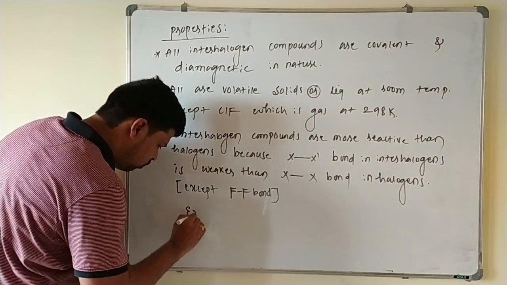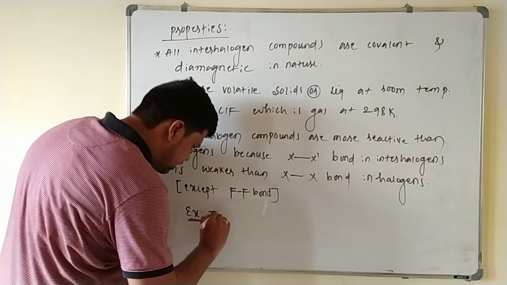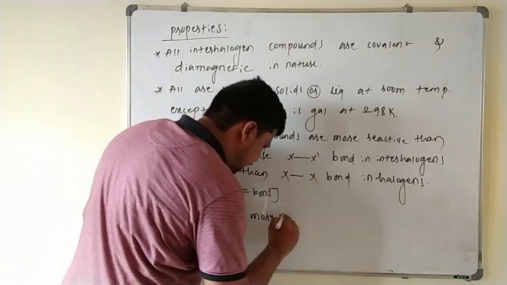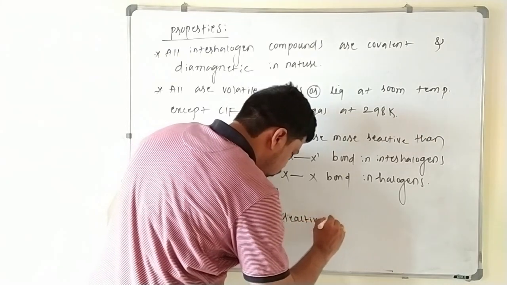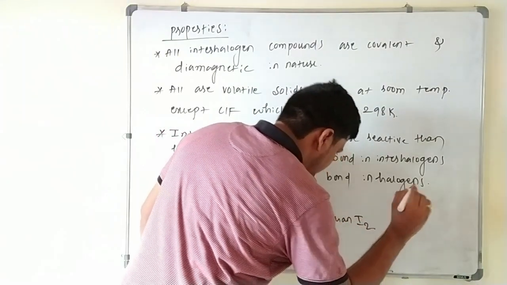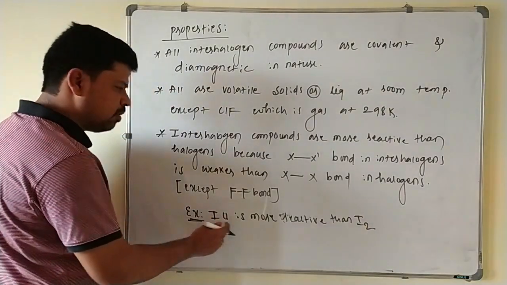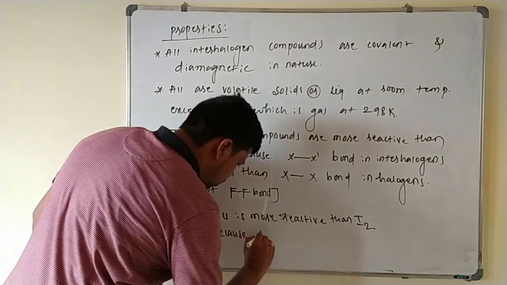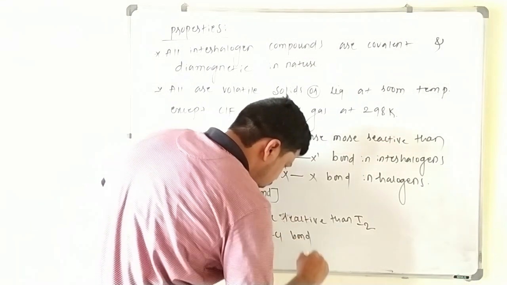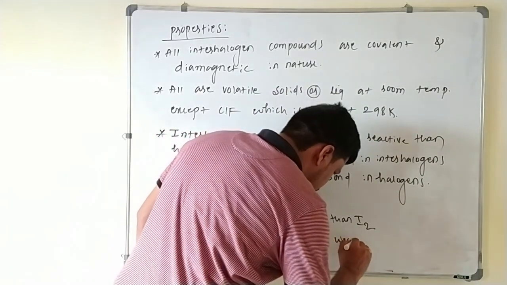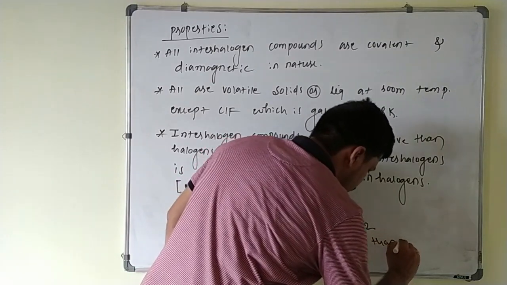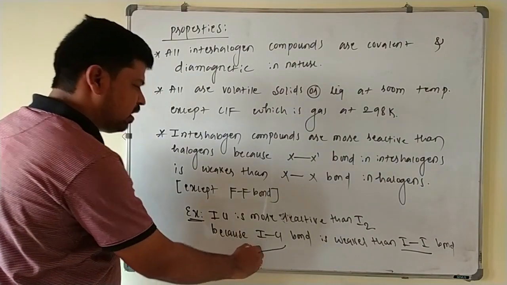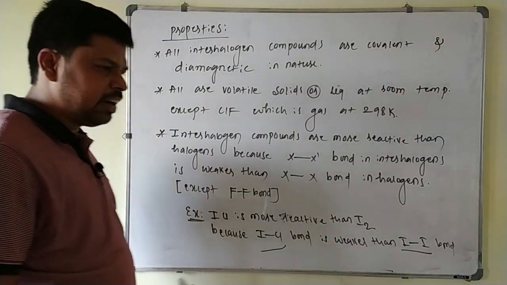Example, ICl is more reactive than I2. Why? Because the ICl bond is weaker than the I2 bond. So I2 is a halogen and ICl is what? An interhalogen compound.